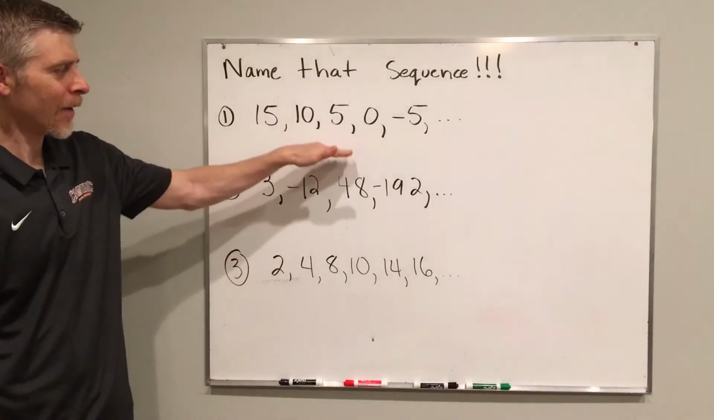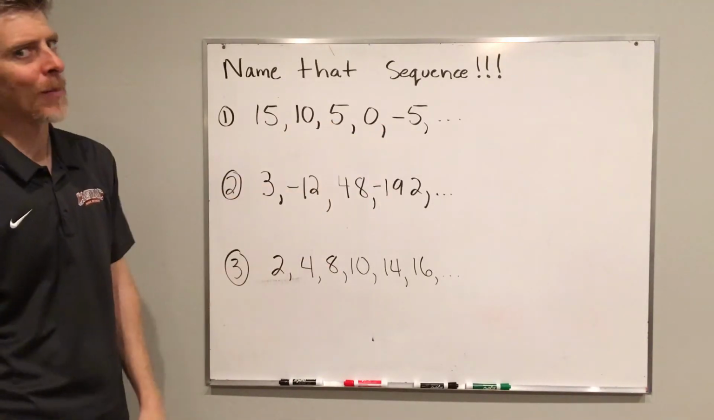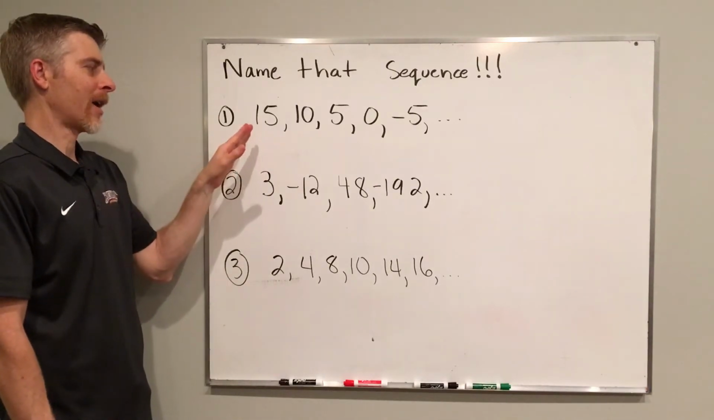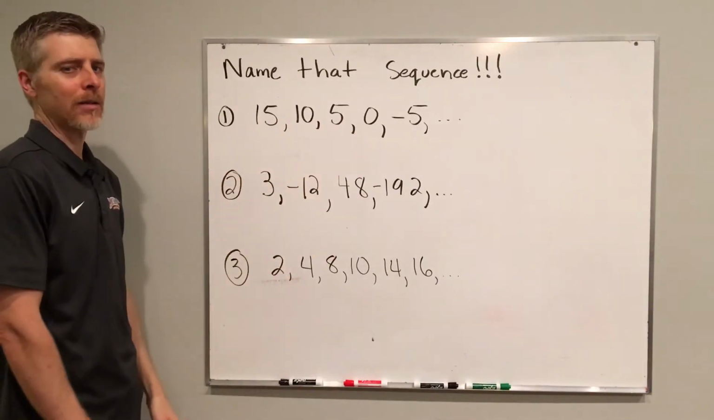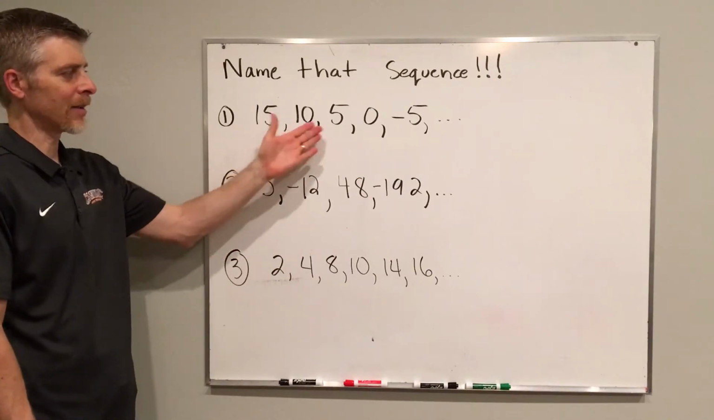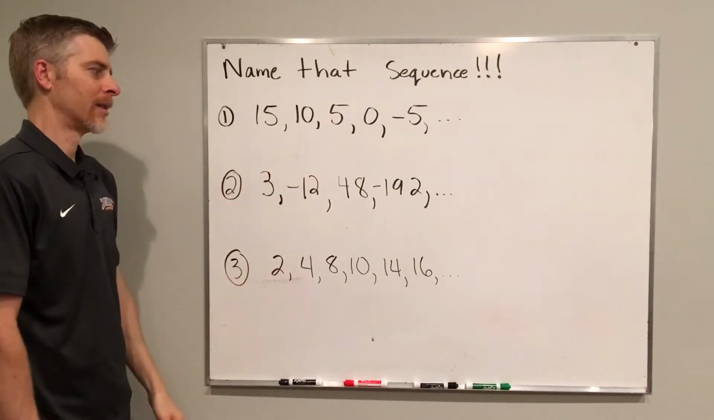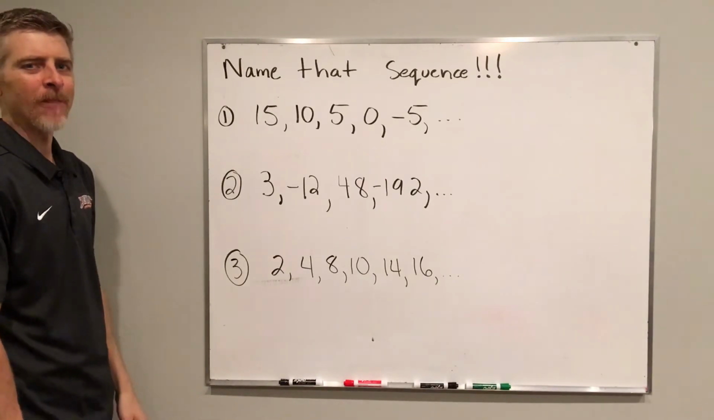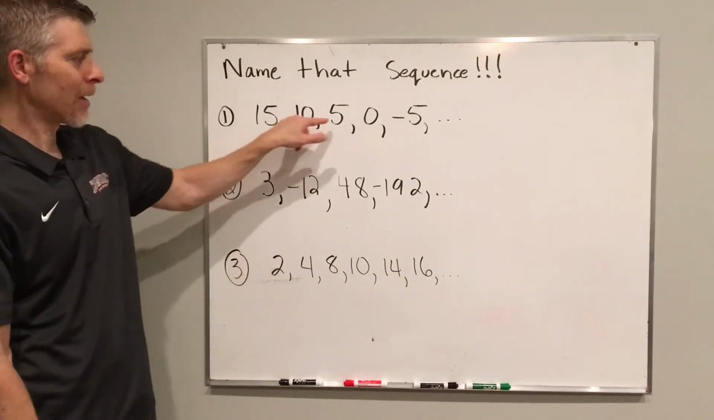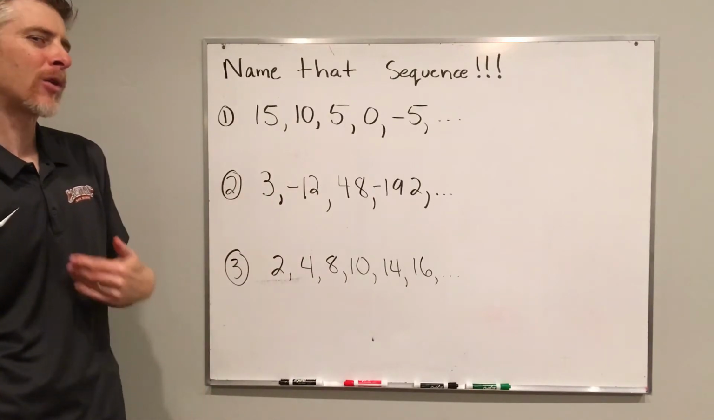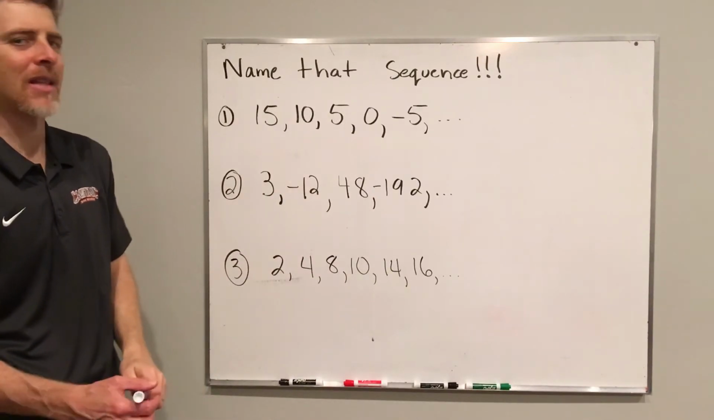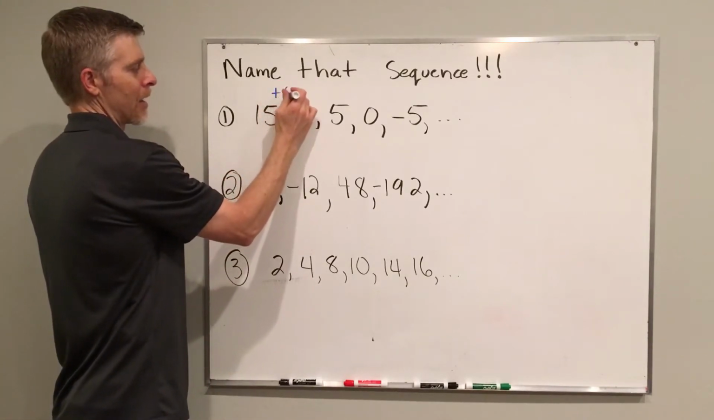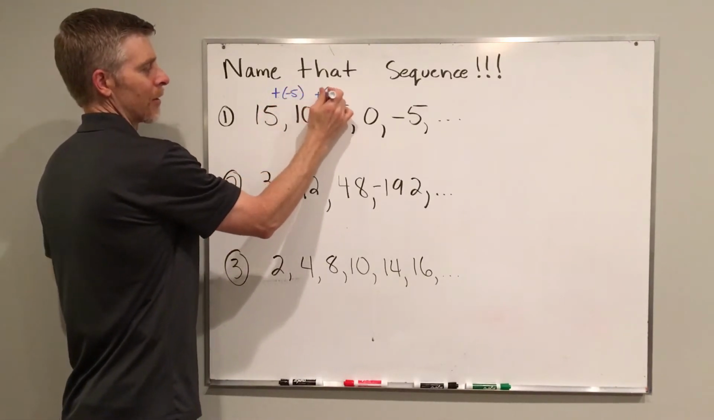15, 10, 5, 0, negative 5. There seems to be a pattern here. Does it look like we're adding the same number over and over again? Oh, well, I don't know. They're getting smaller. Maybe we're multiplying by a fraction. You got it. We're subtracting by 5 each time. But subtracting by 5 is the same as adding a negative 5. So we're adding a negative 5 each time.